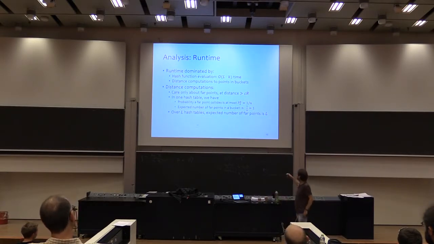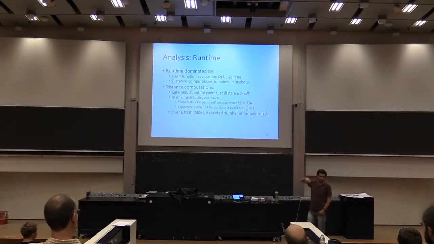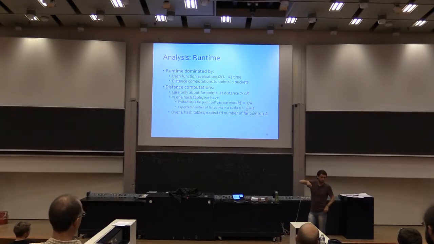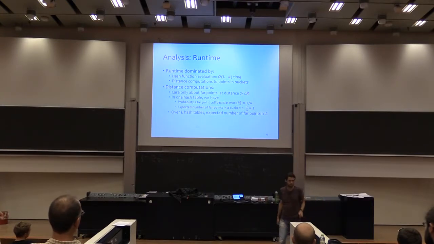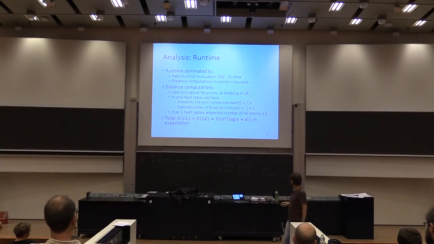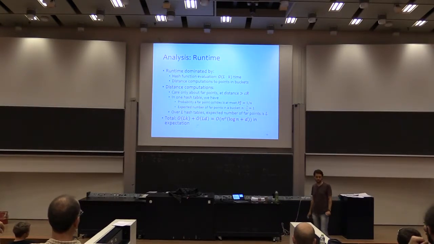Essentially, this is why we set P2 to the power k to be 1 over n, so that in expectation we have exactly 1 far point per hash table. And basically over L hash tables, the expected number of far points is L. You can compute exactly what happens, and this will be roughly the runtime if you plug in the numbers, at least for the Hamming case.